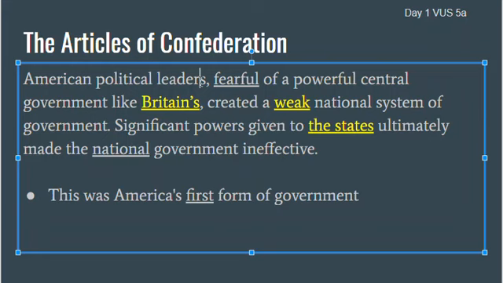So essentially, people were afraid of a government like England's. In England, the central government had lots of power. So they wanted to make sure that the states had lots of power, so the national system was very weak. And significant powers were given to states. So essentially, states like Virginia and Maryland had more rights than the federal government did. And that's why it didn't work.